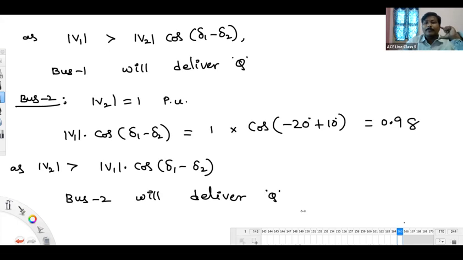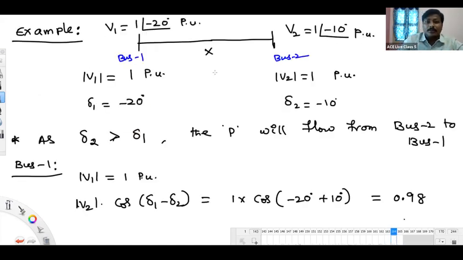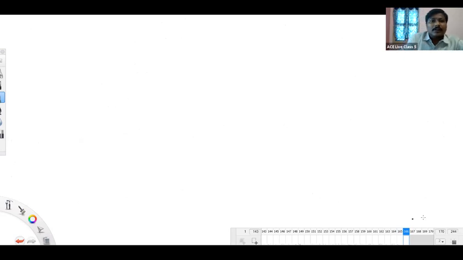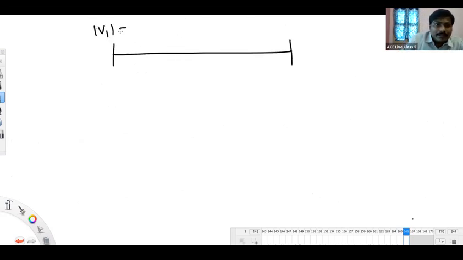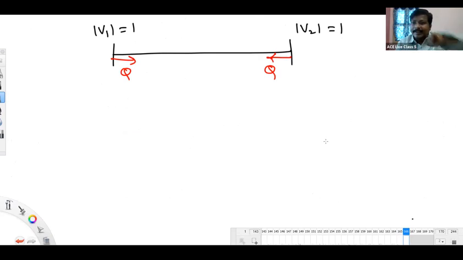The understanding you have to make here is that bus 1 voltage magnitude and bus 2 voltage magnitude are both equal. In this condition, bus 1 is delivering the reactive power, and bus 2 is also delivering the reactive power. Right? Mod V1 is 1 per unit, mod V2 is also 1 per unit. In this situation, bus 1 is delivering the reactive power into the line, and bus 2 is also delivering the reactive power into the line.